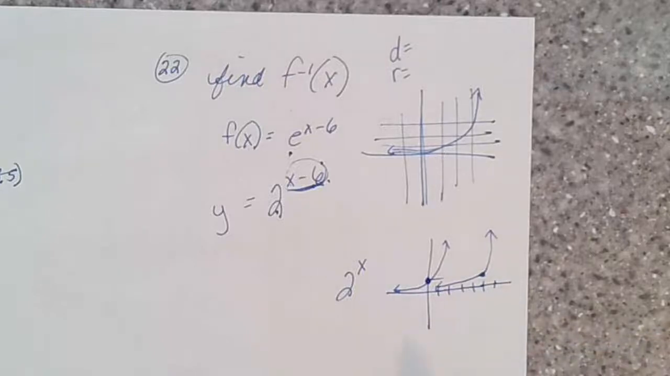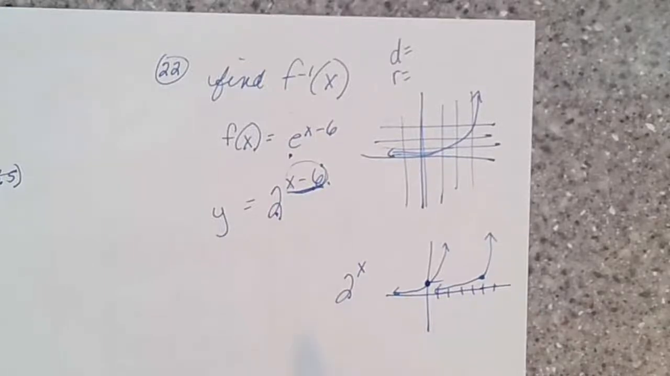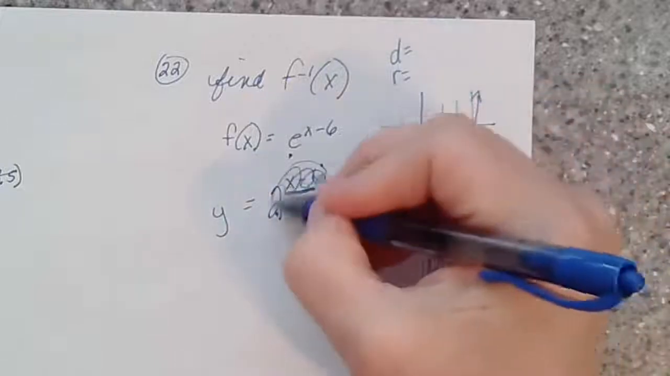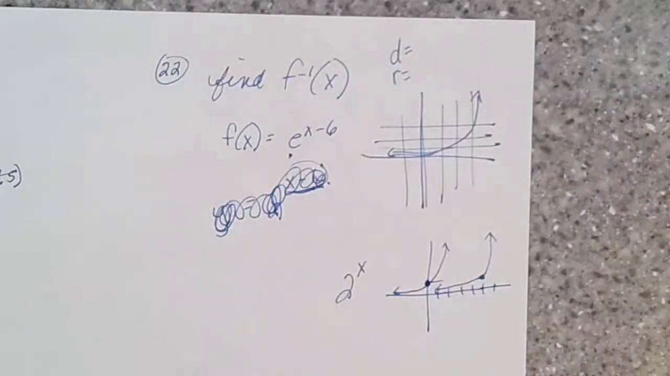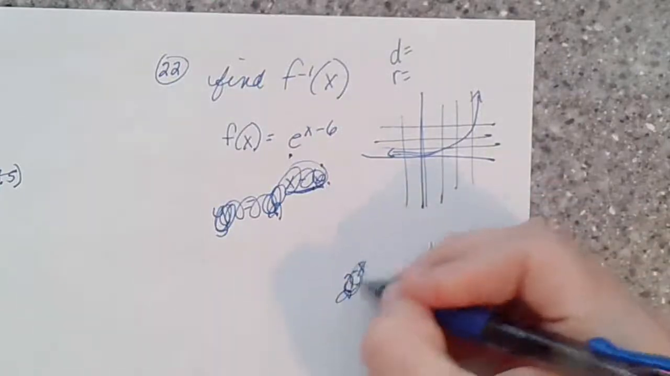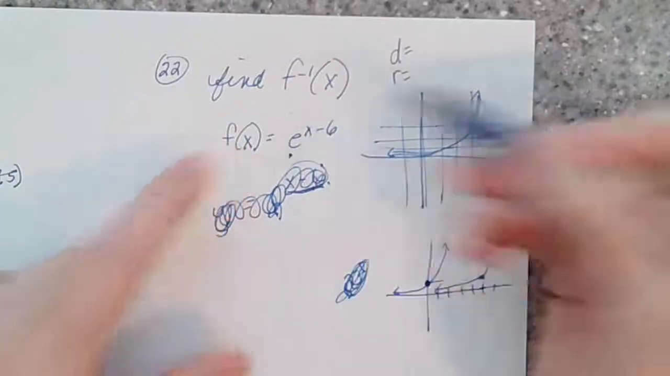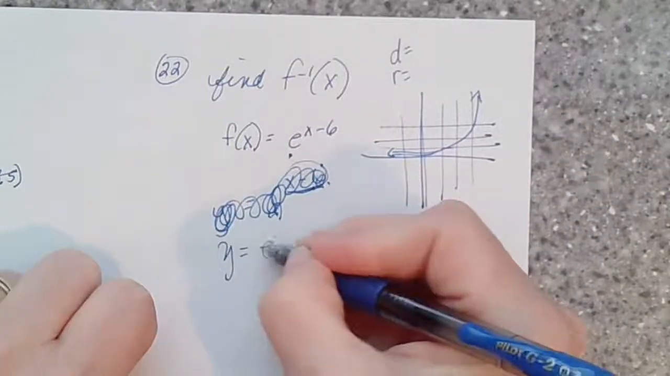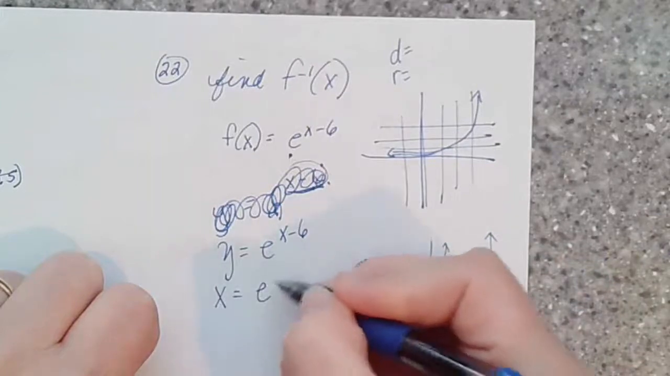You might remember that for inverse functions, the x and the y switch places in every way. I'm going to get rid of this because we're going to use our actual value e exactly for our problem. This is the y and this is the x, and we're going to switch places. Instead of having y equals e to the x minus 6, the inverse will be x equals e to the y minus 6. And then we'll rearrange that and solve for y.